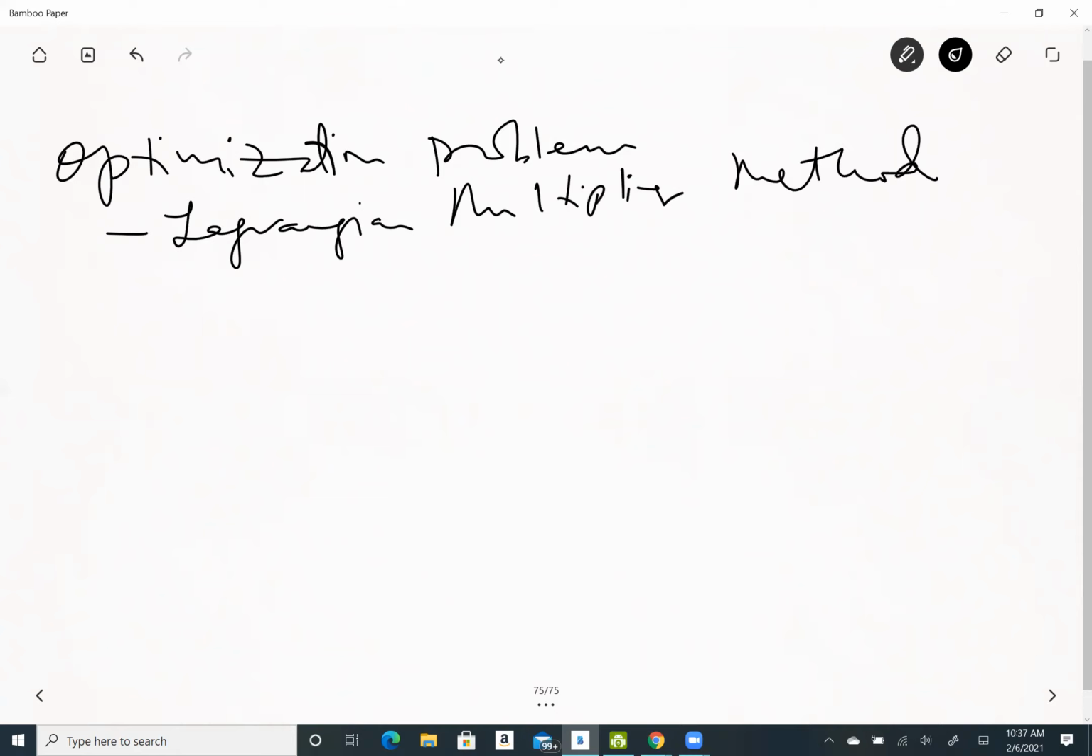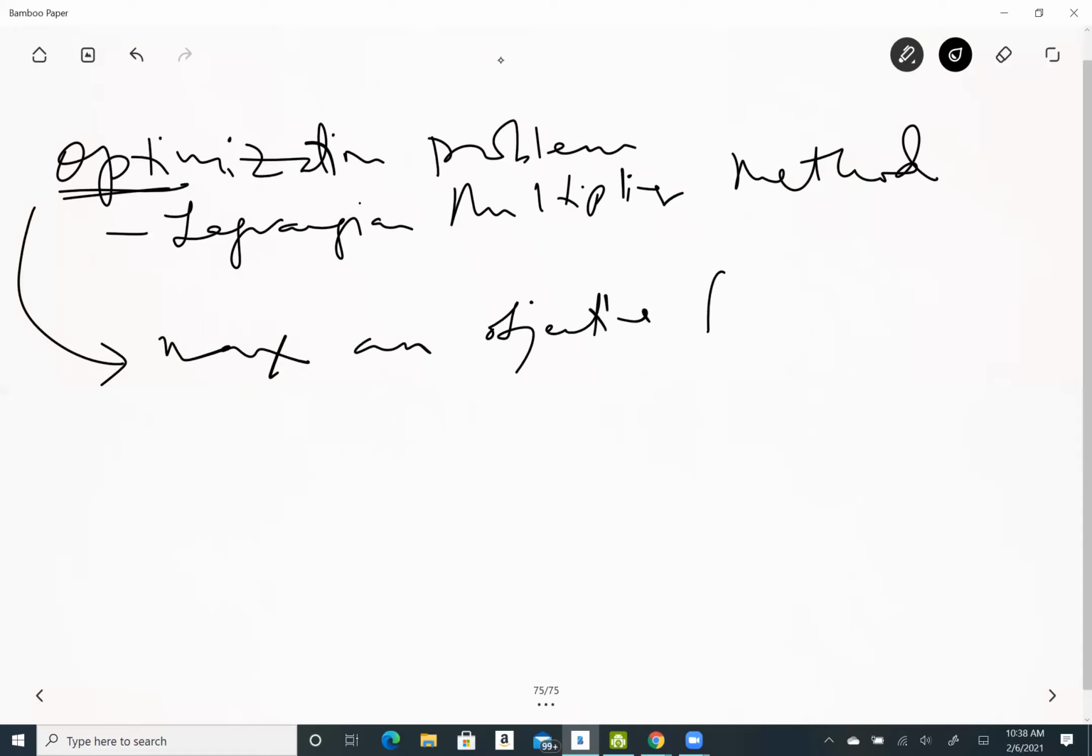The problem is an optimization problem. When you have an optimization problem, it's like the linear programming problem. You have an objective that you want to maximize or minimize, and that objective is maximized or minimized subject to a certain constraint. So you maximize subject to a constraint. Here, you want to maximize an objective function.